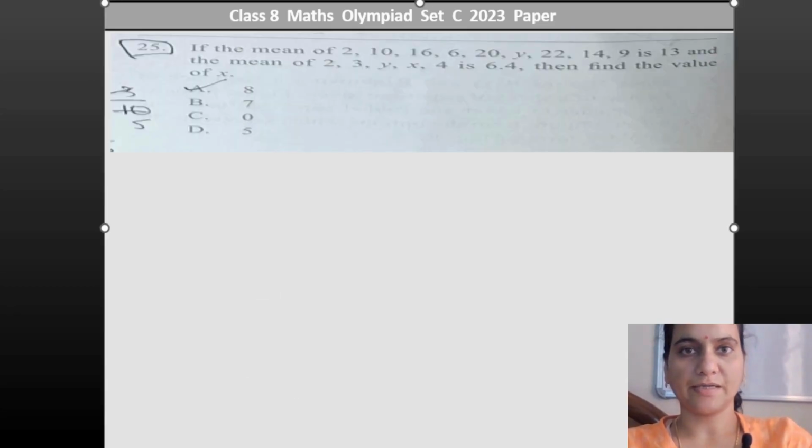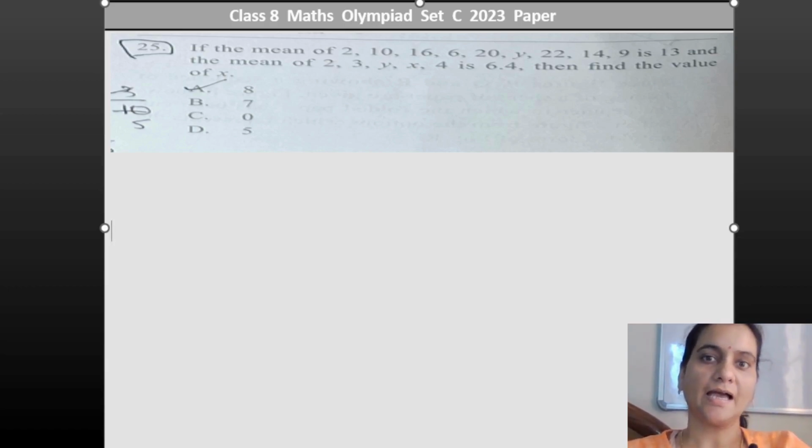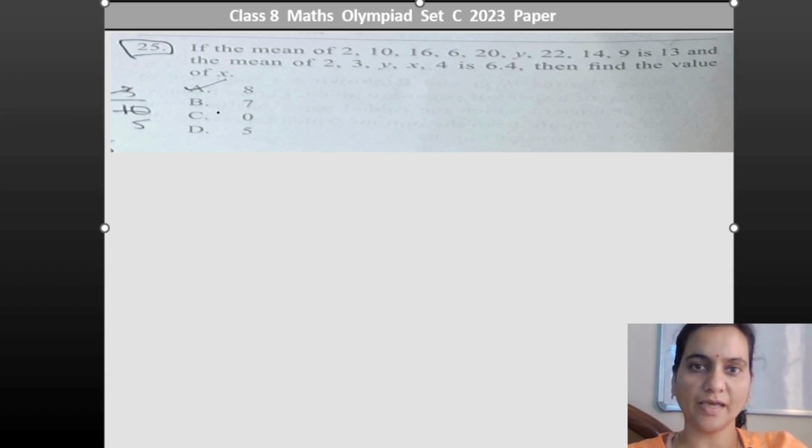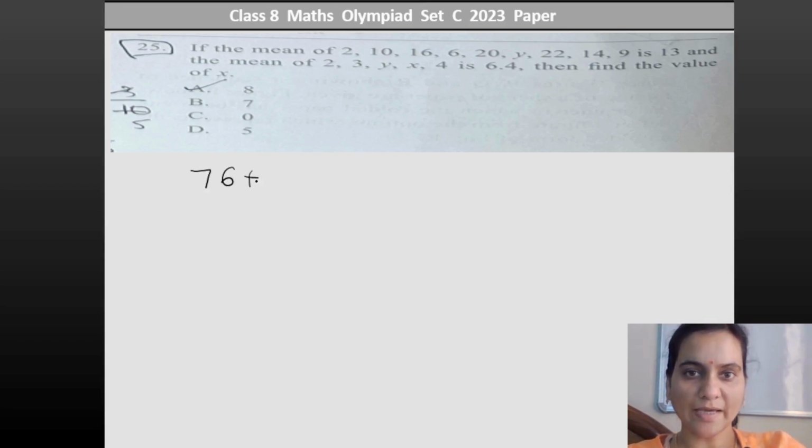Let's do question number 25. If the mean of 2, 10, 16, 6, 20, y and 22, 14, 19 is 13 and the mean of these numbers along with y and x is 6.4, then find the value of x. So this is purely a calculation question. 2 plus 10 is 12, 12 plus 16 is 28, 28 plus 6 is 34, 34 plus 20 is 54, 54 plus 22 is 76. So 76 plus y is the sum of all these numbers given here. Okay, 14 and 19 is also there. Sorry, I forgot 14 and 19.